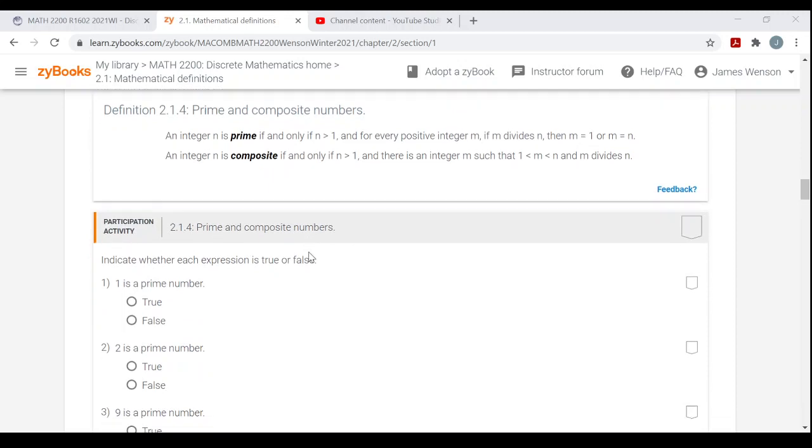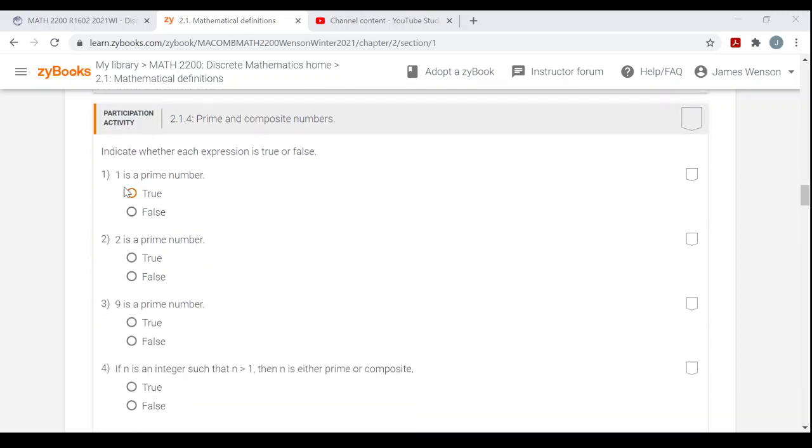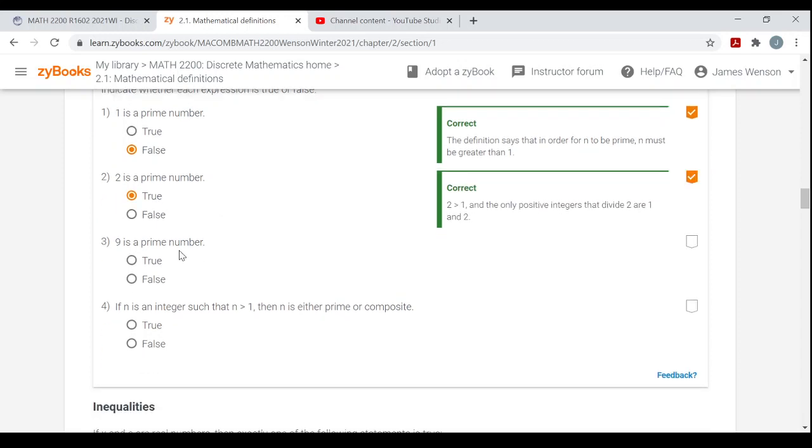So I've already told you twice now. 1 is a prime number? No, it is not. 2 is prime? Yes. It's greater than 1, and the only numbers that divide it are 1 and itself, 1 and 2. 9 is prime? No. 9 is not prime. It's greater than 1, sure, but there's a number between 1 and 9 that goes into it evenly, namely 3. Right? 3 is between 1 and 9 and goes into it evenly. So this is composite.